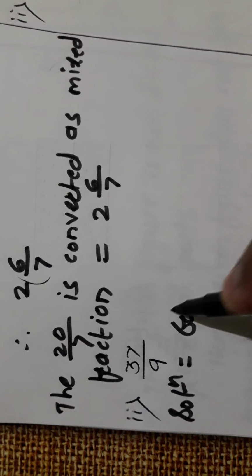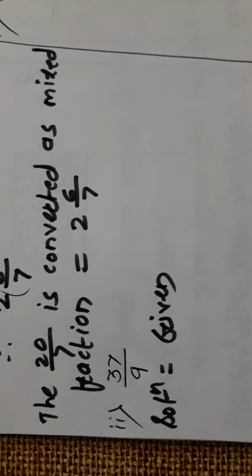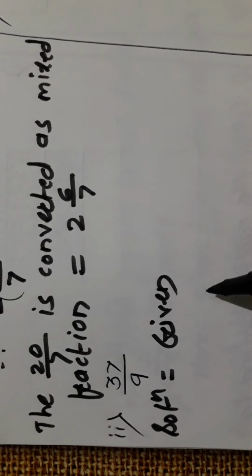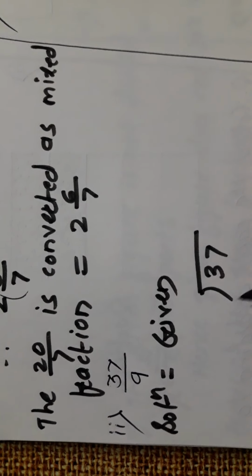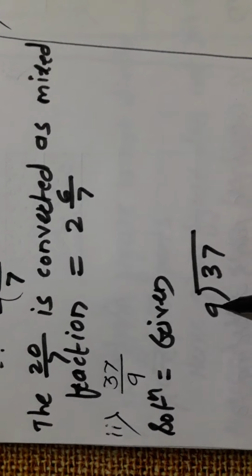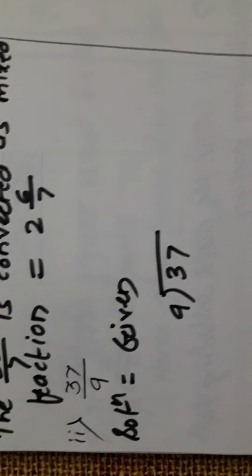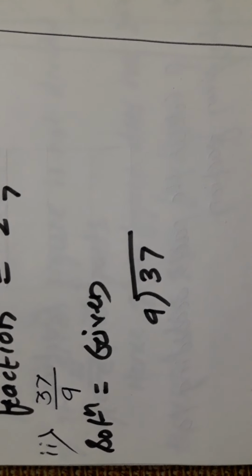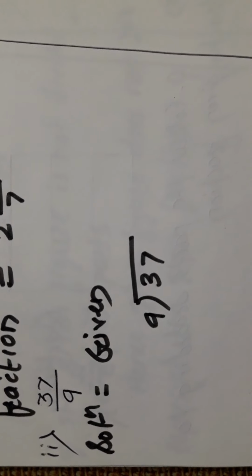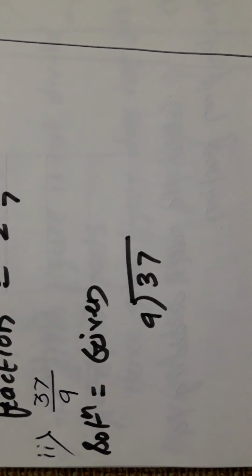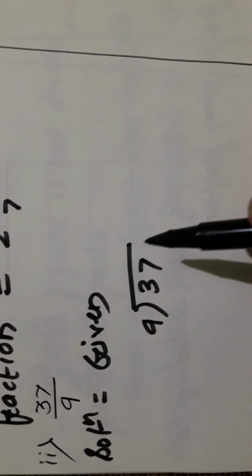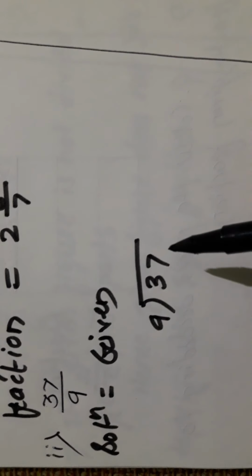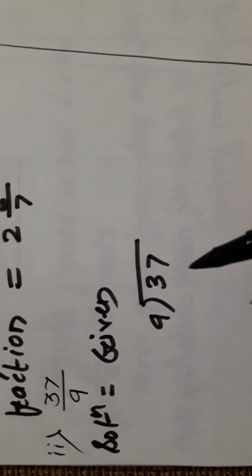Solution given. Now divide this. What is the dividend? 37 is the dividend. What is the divisor? 9 is the divisor. 9 ones are 9, we have to start the table. 9 ones are 9, 9 twos are 18, 9 threes are 27, 9 fours are 36. Okay, 9 fours are 36, but here 37 is there. Okay, 9 fives are 45, but we can't because 37 is less than 45.